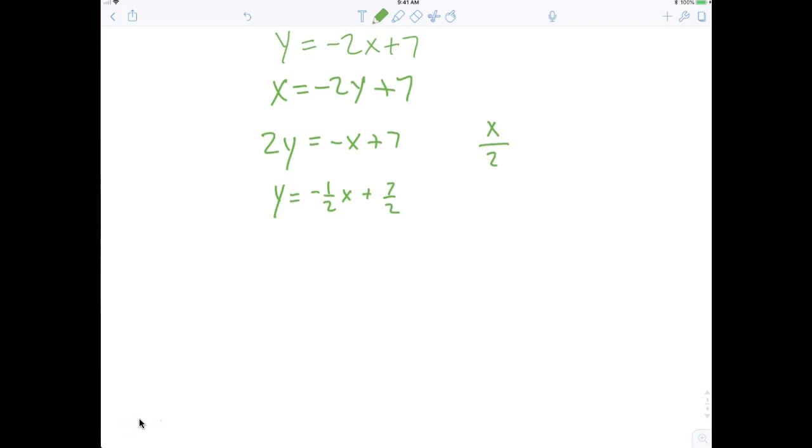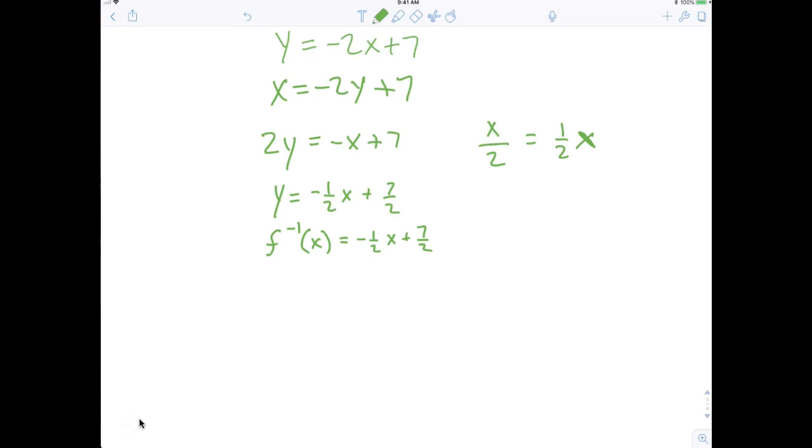Now, look, some people on the test didn't know what to do with x over 2. When I divide x by 2, that's the same as what? 1/2 x. All right, I need you to make sure you understand that for your fractions. Half of x is the same as x over 2. Now there's a symbolism to show that you found the inverse. You write f of negative 1 of x equals negative 1/2 x plus 7 over 2.